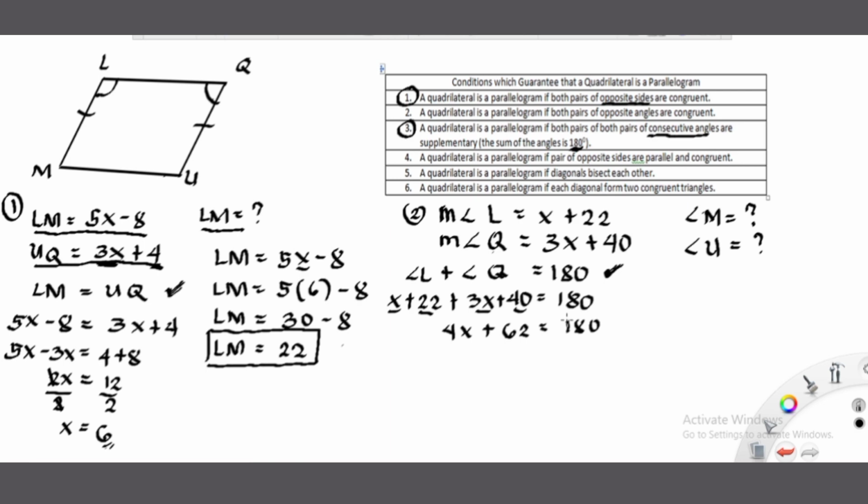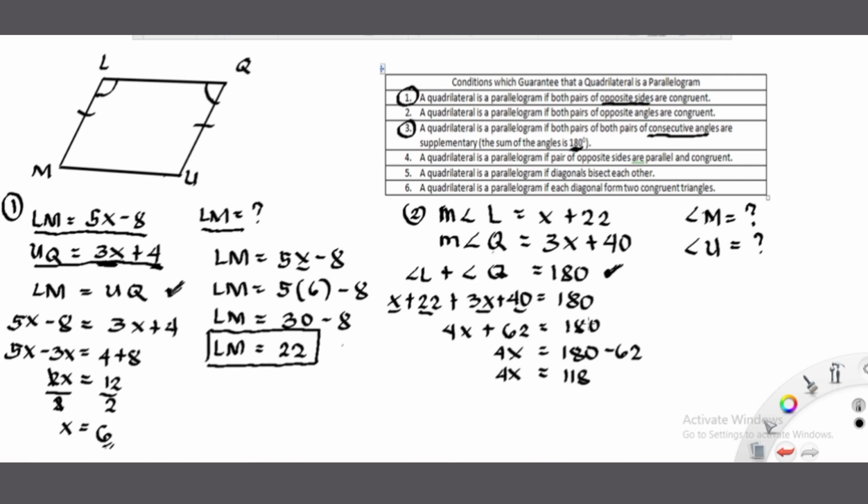So, similar terms pa rin. Yung 62 and 180, they are constant. So, ilipat ang 62 on the other side of the equal sign. We're going to have here 4x na lang ang matitira on the left side of the equal sign. That is equal to 180. Lipat si 62, that will become minus 62. Okay? So, 180 minus 62. So, kopyahin natin muna ang 4x. 180 minus 62, the answer is 118.